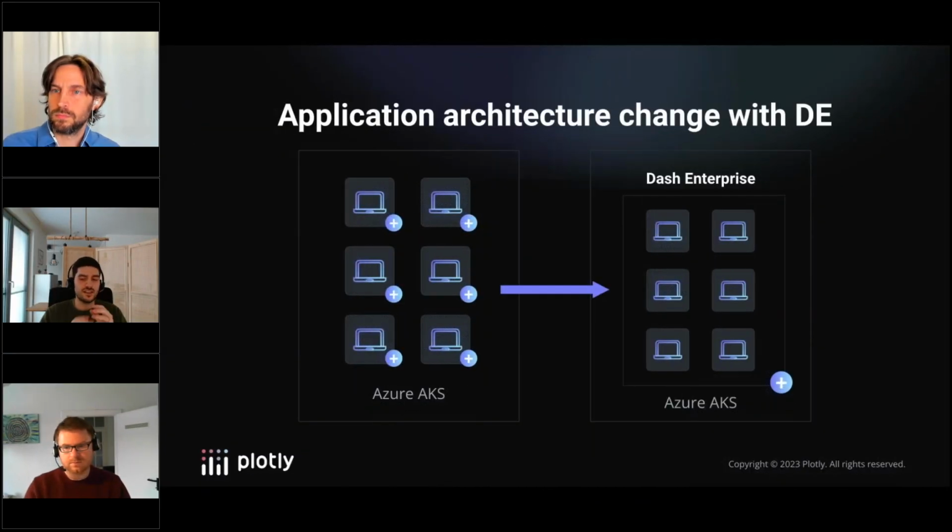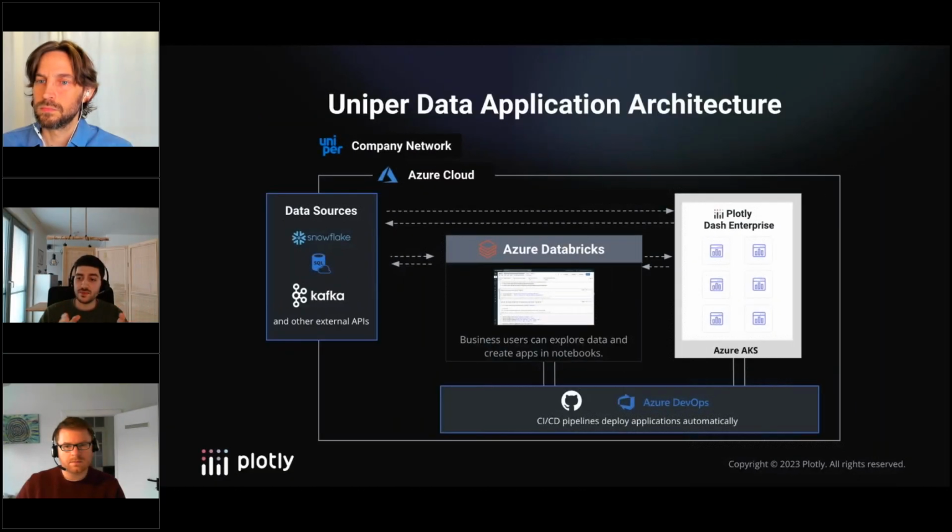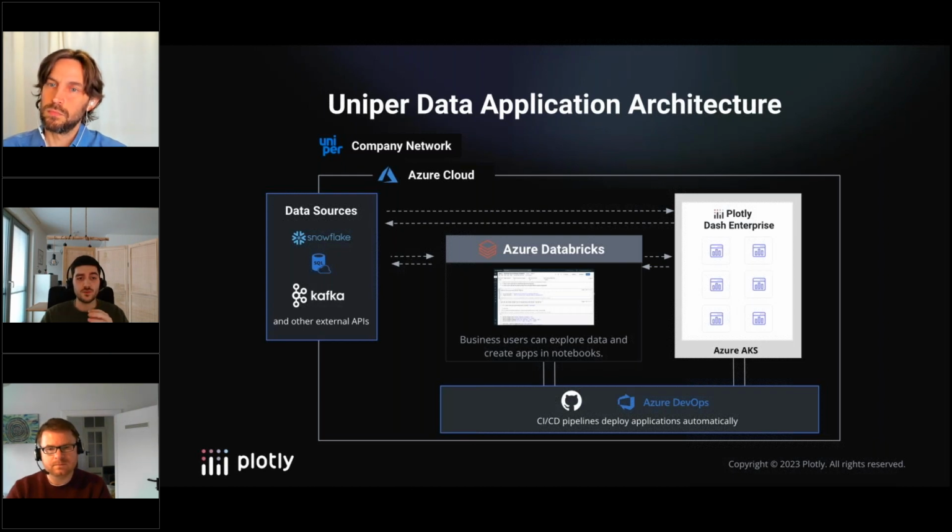Dash Enterprise engine also supports managing these resources centrally, provides us platform observability from cluster down to application resource usage level. And so the Databricks workspaces and Plotly Dash Enterprise can communicate with each other and share resources. They can also access data sources, for example, from Snowflake, from Kafka feeds, from Databricks itself, and other internal or external data APIs.